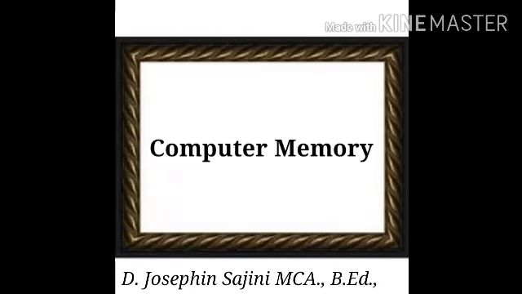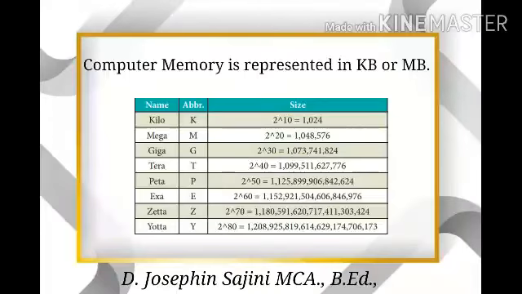Next we can see how the computer interprets and stores the data in the memory. The computer memory, either main memory or secondary storage, is normally represented in terms of kilobytes or megabytes. In decimal system, 1 kilo represents 1000, that is 10 power 3. In binary system, 1 kilo represents 1024 bytes, that is 2 power 10. The following table represents the various memory sizes.